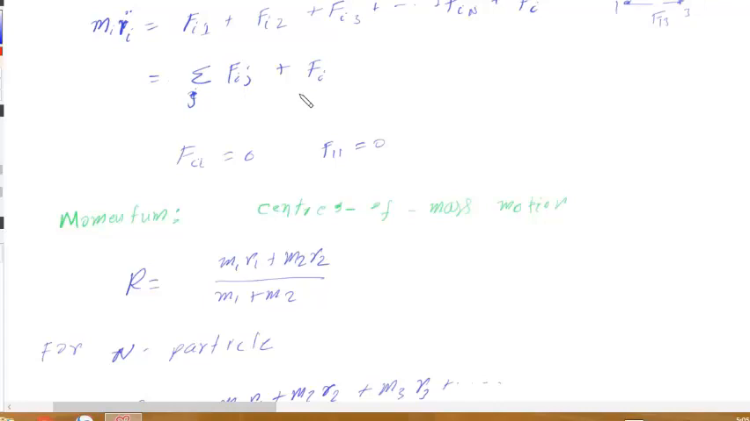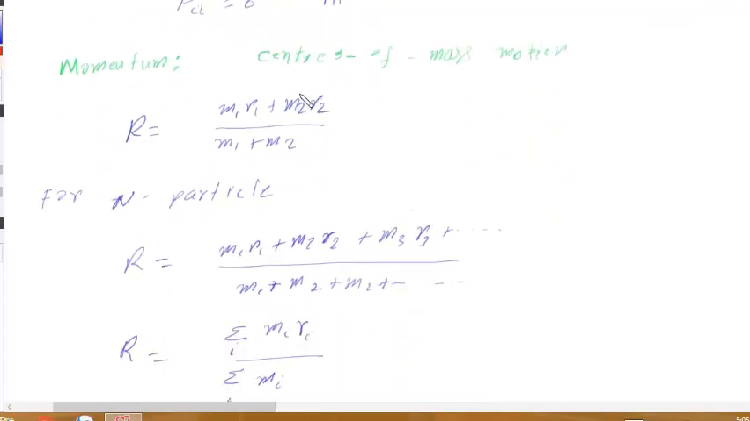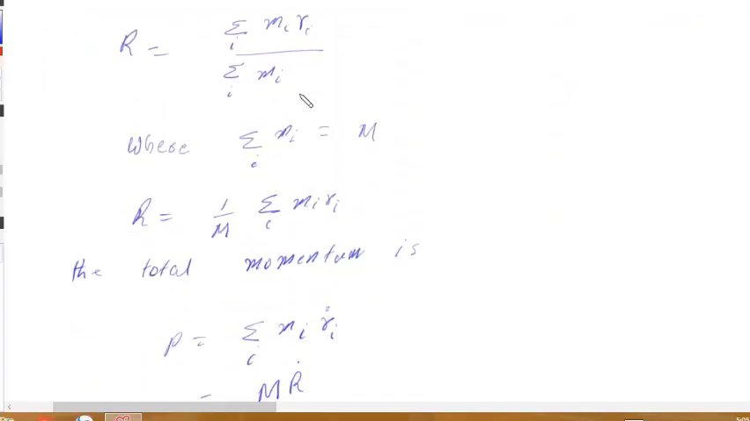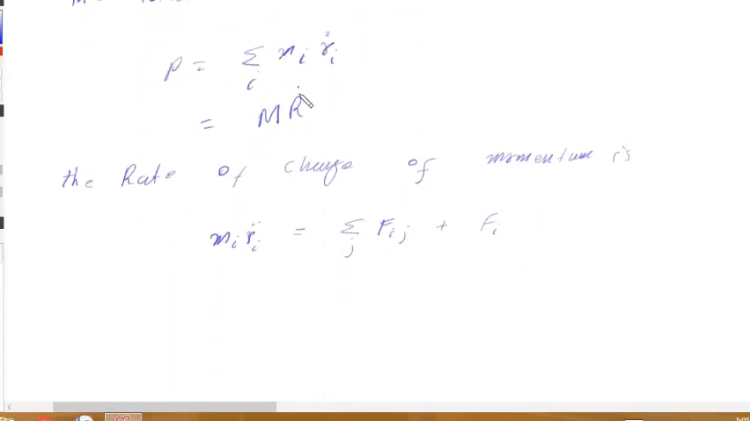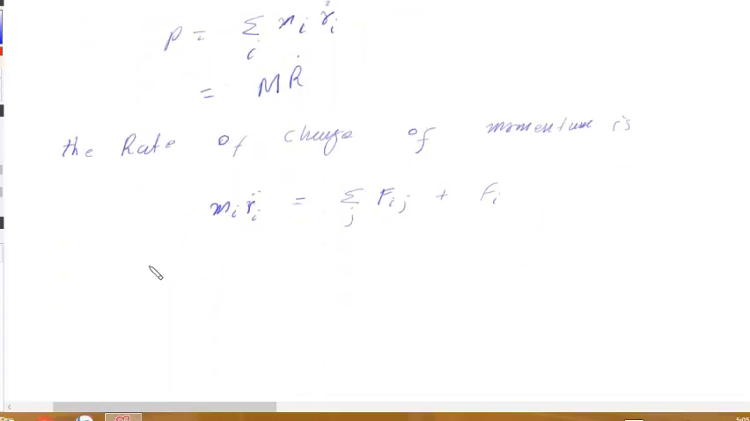Okay, then we can write this equation like this: d/dt of the sum of m_i r_i dot, the derivative taken common, is equal to the summation over i of the sum over j of F_ij, plus the external force.